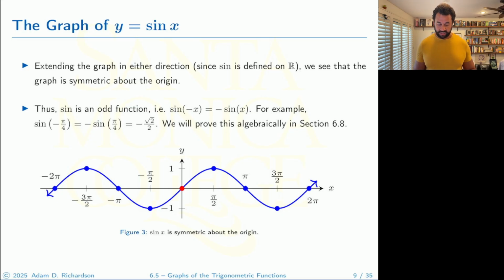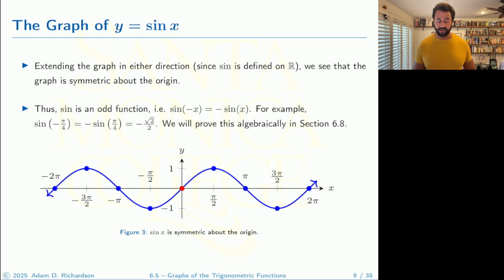The other thing you can see is that the graph of sine is symmetric about the origin, right? Take a look at that anchor center right there. The graph looks like that. You can see the graph is symmetric about the origin. What does it mean if a graph is symmetric about the origin? It means that the function is an odd function. So in particular, sine is an odd function, which means that sine of negative x equals negative sine of x.